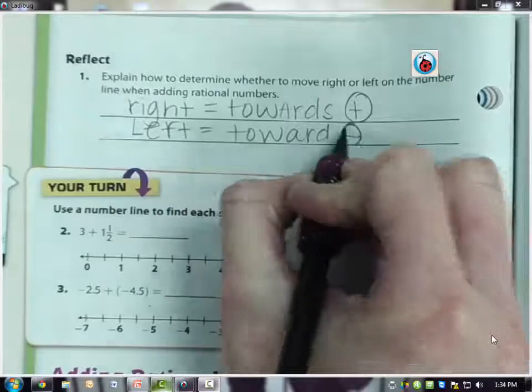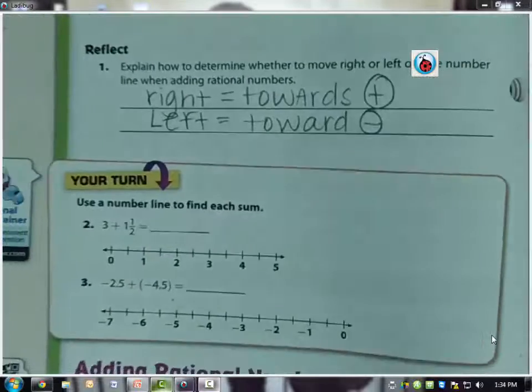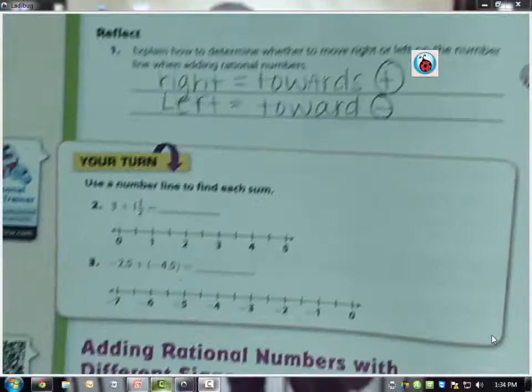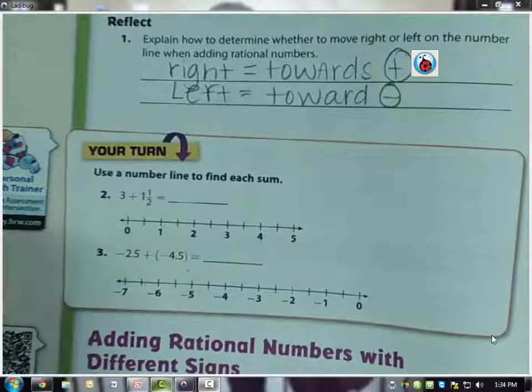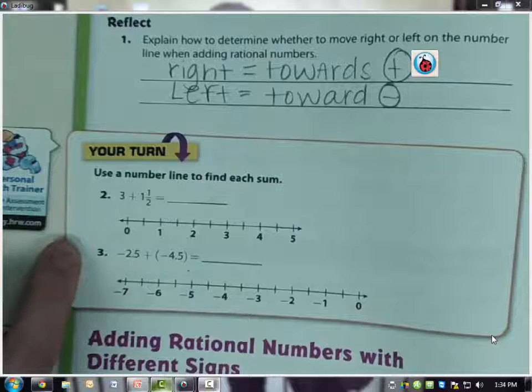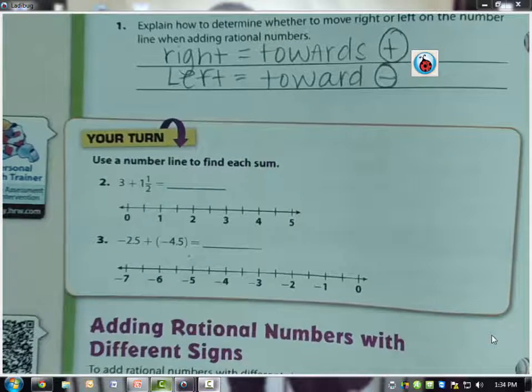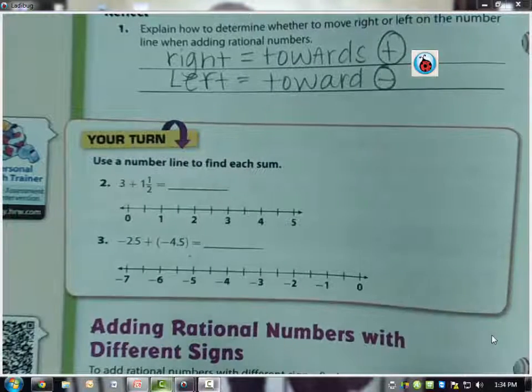Alright, now it's your turn. I want you to pause it, and I want you to use your number line to try to do 2 and 3. Okay, and so if you want to work it out on the side, since you should know your rules, you can get that answer that way too. So pause me for a second.